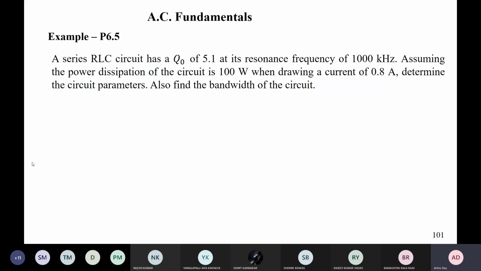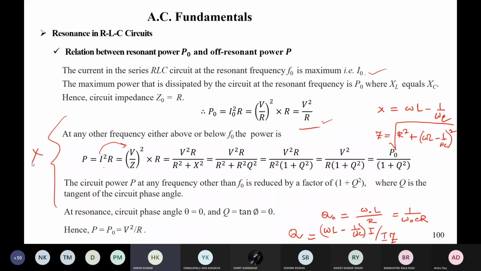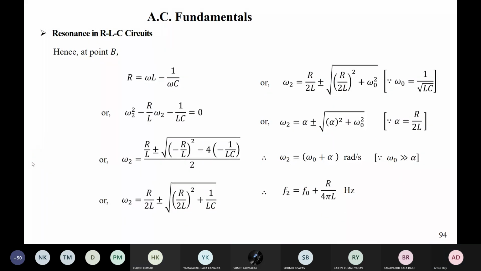Sir, I have one question from the previous class. Sir, can you go to page number 94? Yes, sir. Here, why are we taking omega naught very, very greater than alpha? In the third line on the right, this one, no? Yes, this, sir.